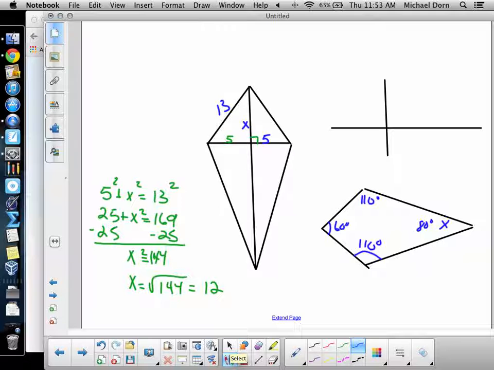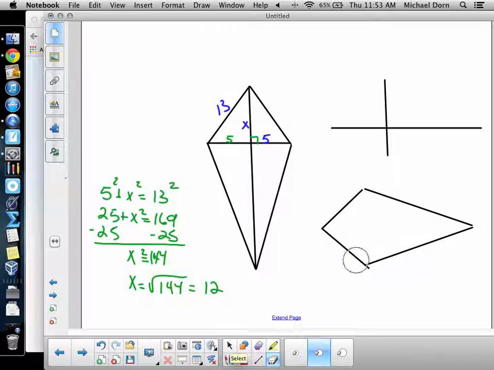For number 29, we switched it up a little bit. Just use the same picture. I was told one was 40 and one was 70. Okay, that's 110, leaving me 250 degrees left, which means the other two angles are each what? 125.